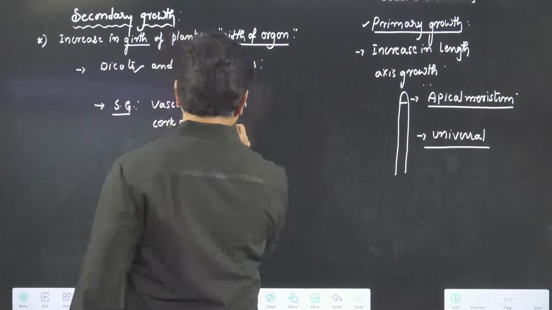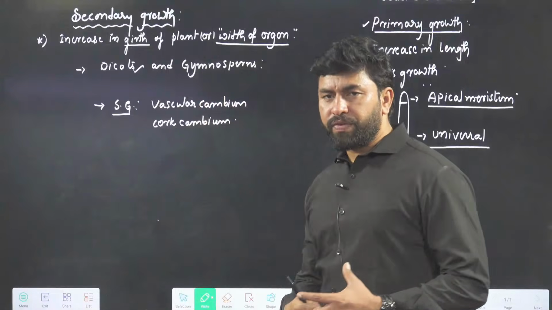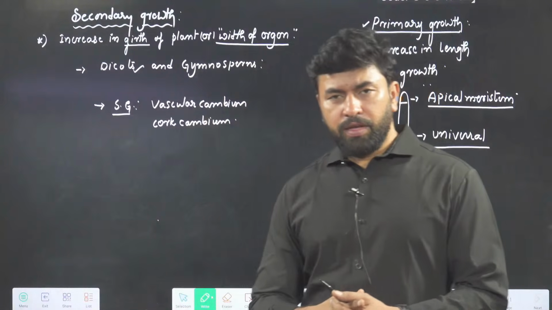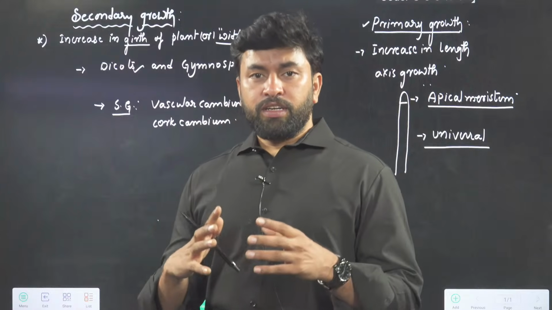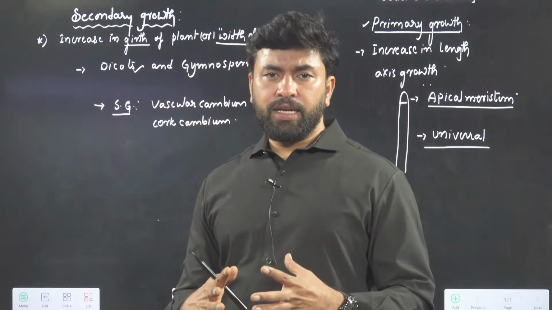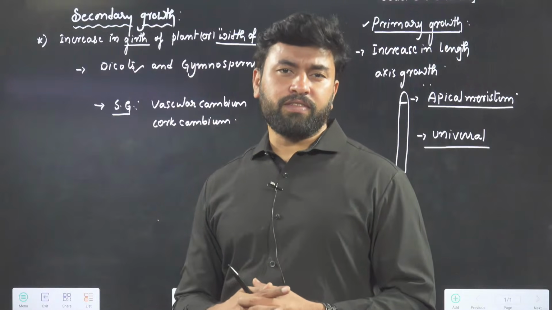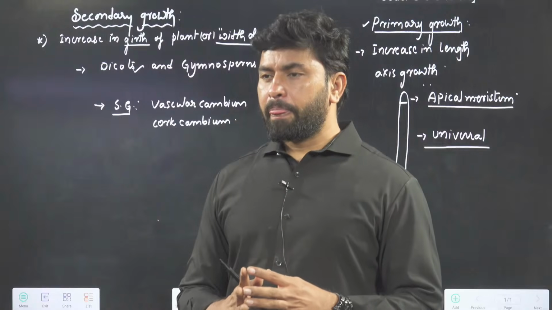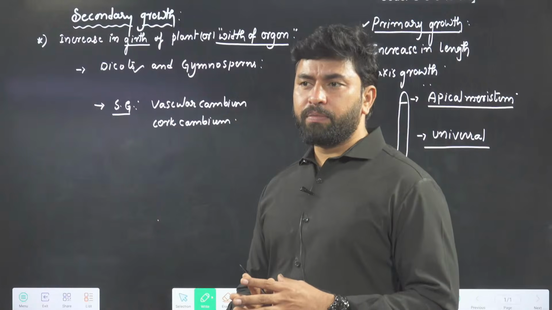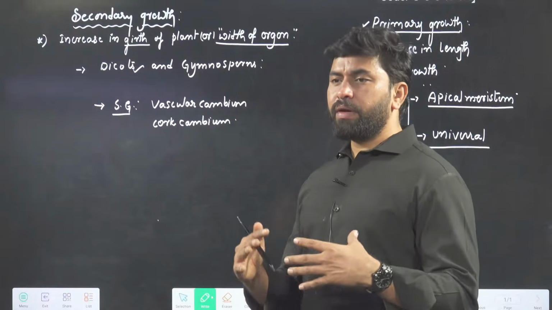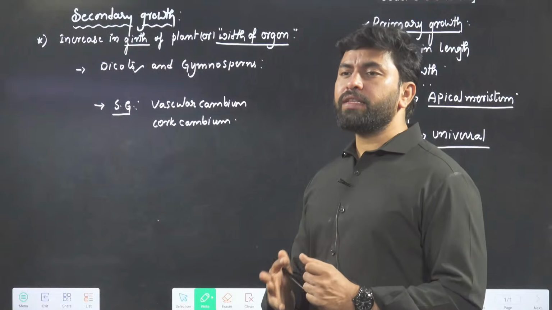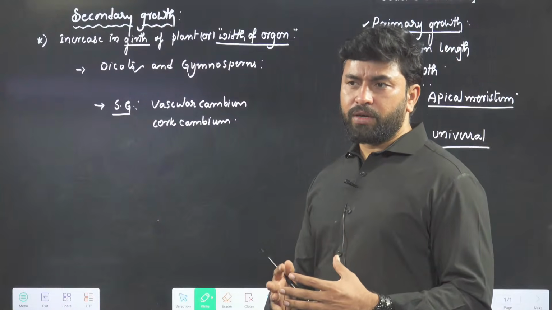These two meristems will be developed in two different areas of the plant, and they will be responsible for secondary growth, or increase in girth or circumference of the plant. Let us see how a dicotyledonous plant can perform secondary growth. For my convenience, I am dividing this dicotyledonous secondary growth in two parts.